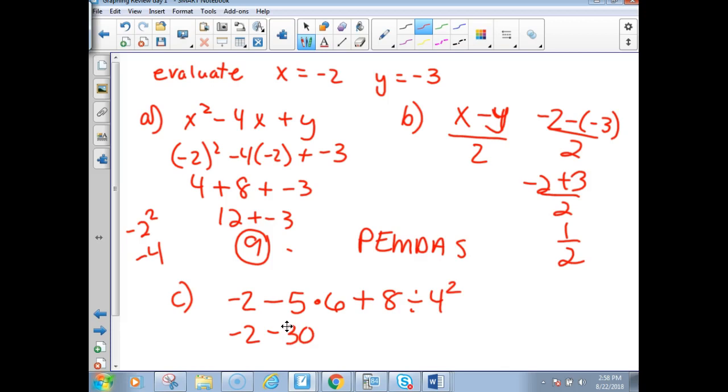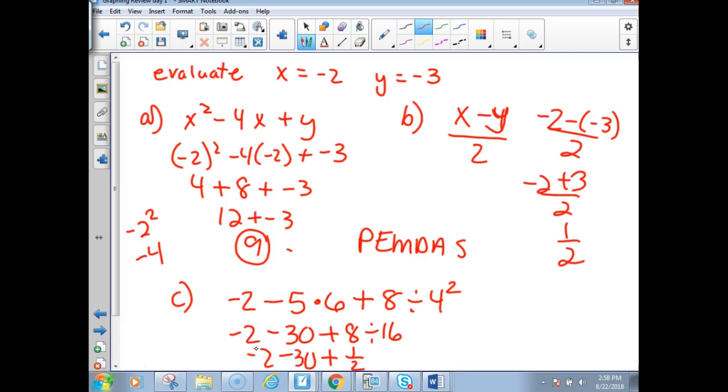Give me 30. Plus, and then I got 8 divided by 16. Well, what's the next one we'd have to do? I went ahead and did the multiplication. I'd have to do division next. Okay, so that would be negative 2 minus 30 plus 8 divided by 16 is going to be 1/2 or 0.5. And then you would do your subtraction and addition left to right.